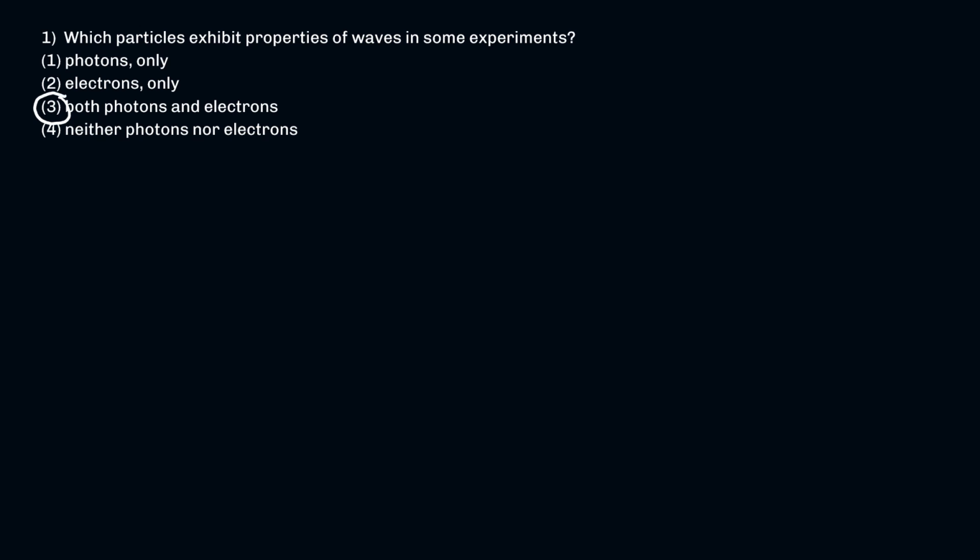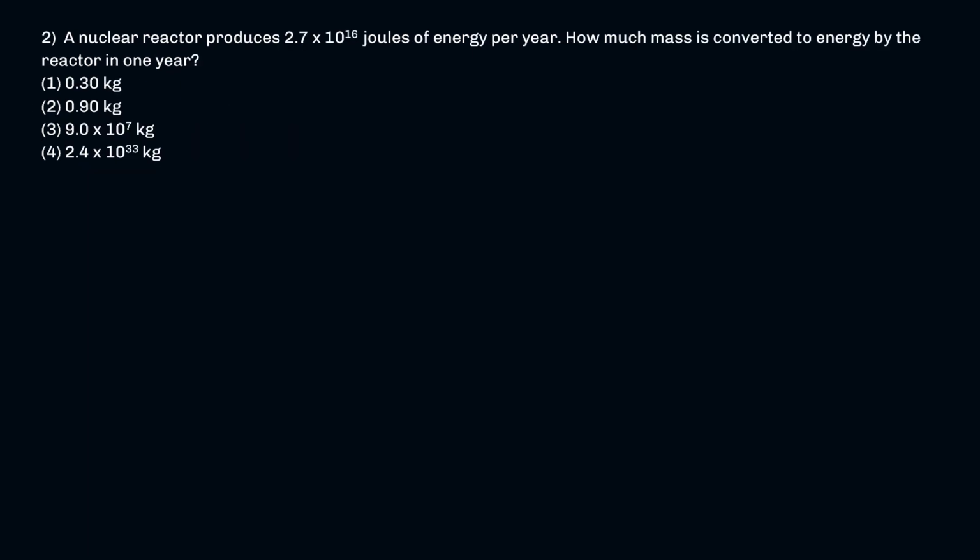So let's move into example number 2. We have a nuclear reactor that produces 2.7 times 10 to the 16th joules of energy per year. How much mass is converted to energy by the reactor in 1 year?